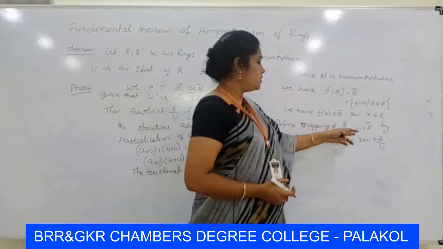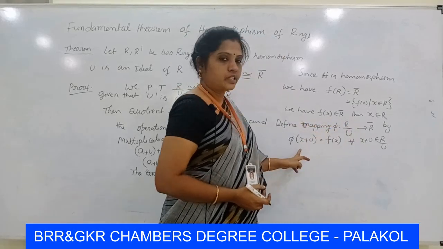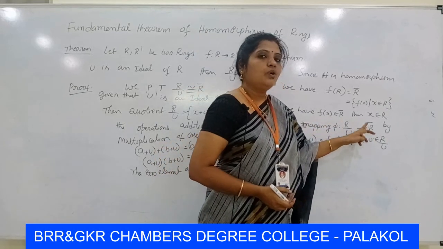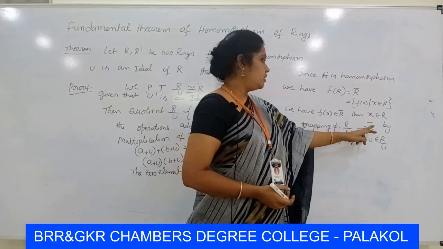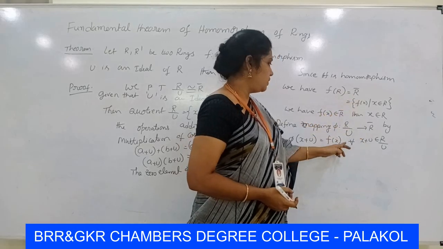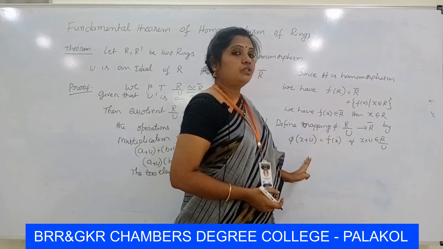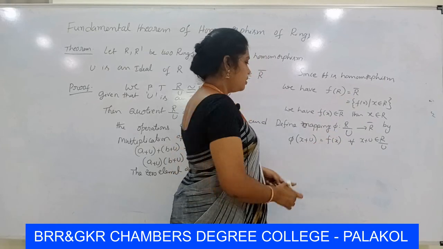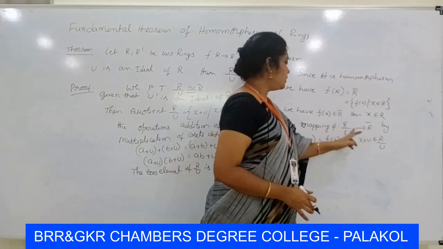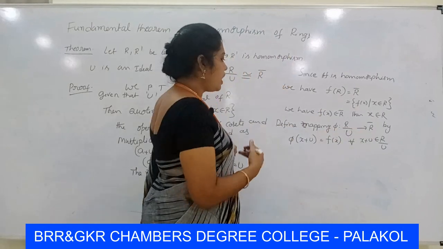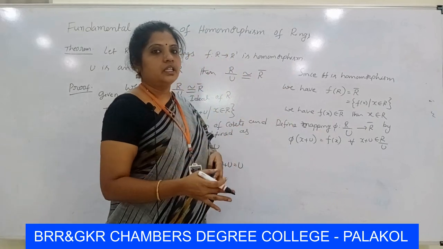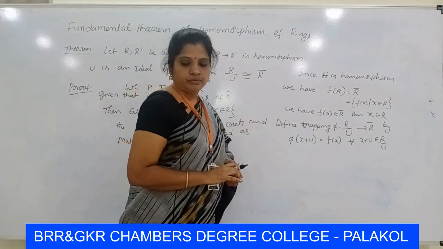Here the elements of the domain are cosets, so taken as x plus U, and R bar is a homomorphic image set, containing the f images, so every element of R by U is associated to the element f of x in R bar. So we have to prove this mapping is a one-one, onto homomorphism, then it is an isomorphism.